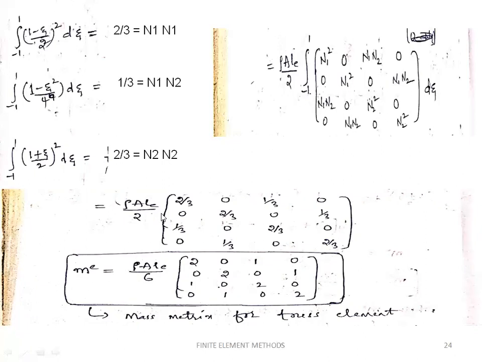If you take the common 1 by 3 from this matrix, it is possible to write that the consistent mass matrix for the truss is equal to rho A L by 6 into [2 0 1 0; 0 2 0 1; 1 0 2 0; 0 1 0 2]. This is called the consistent mass matrix for the truss element.